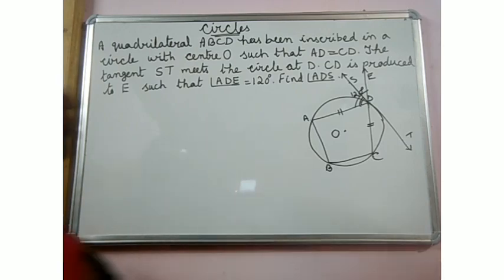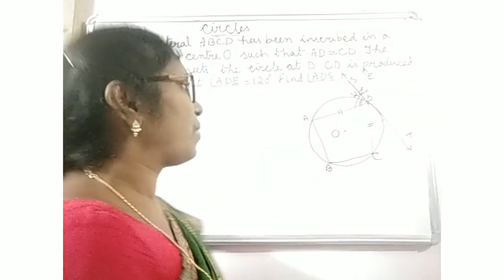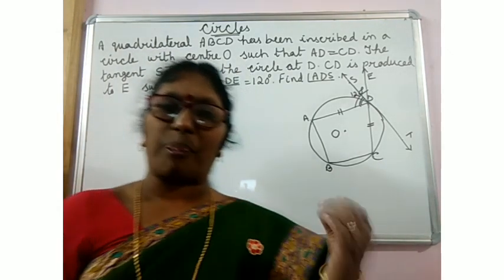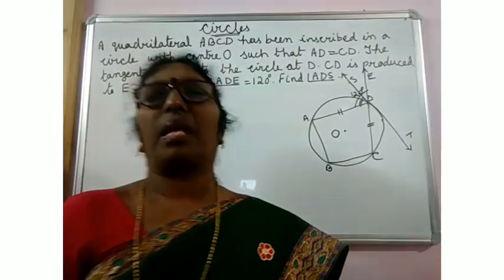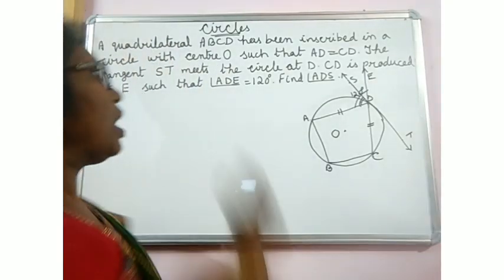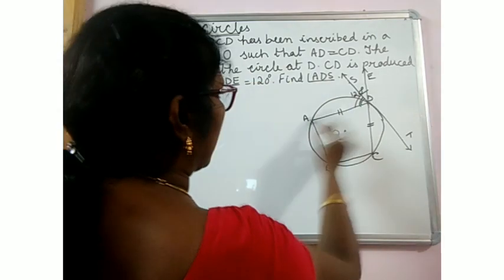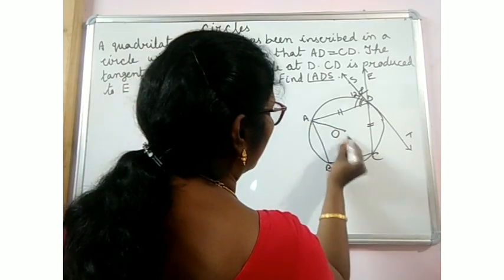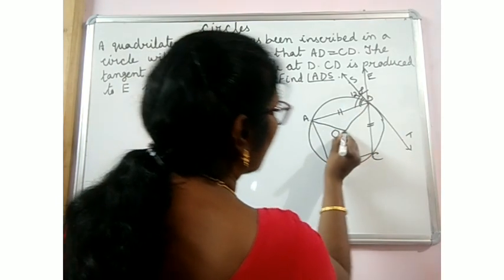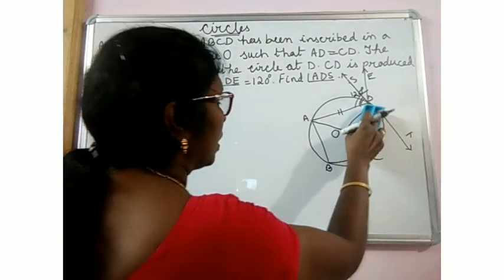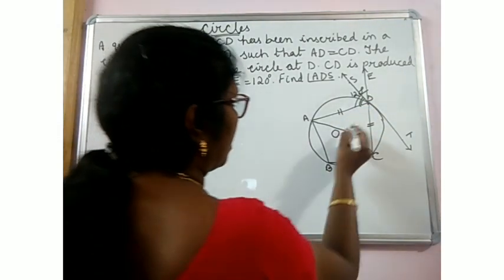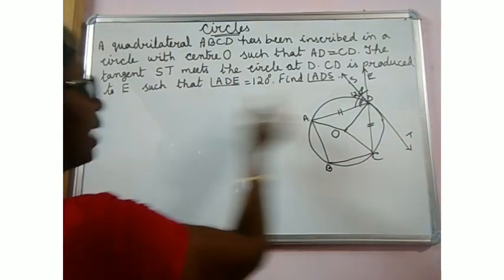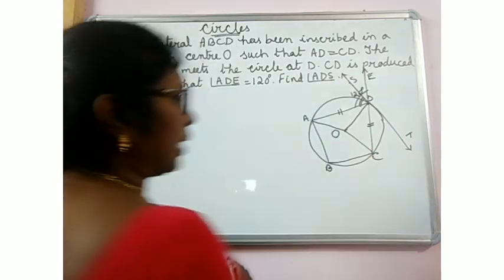Okay. So here we have to use the properties of circles. Let us see what is given. Mostly in these things, when something is given, something is hidden there, that we have to try to understand. AD is equal to CD, given. Let us join OA, OD, OC. Now, angle ADE is given as 120 degrees.